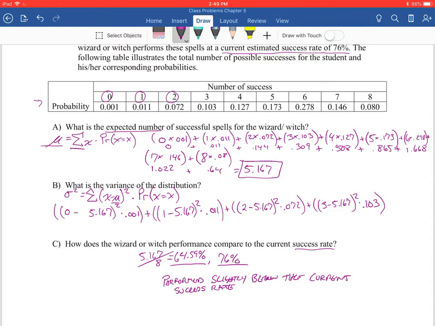And so when you do this, remember, follow your order of operations. You're going to want to subtract, square, then multiply out. So for these values, you get 0.0267 plus 0.191 plus 0.7222 plus at 3 is 0.4837. And now remember, you still have to do this for 4, 5, 6, 7, and 8. You do this for each one.